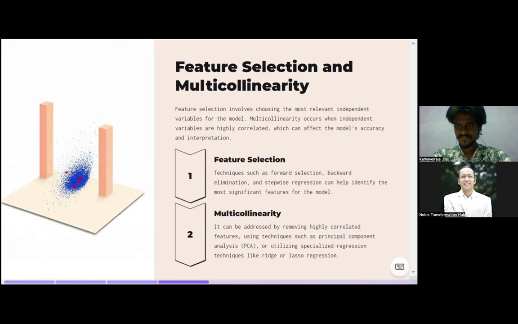That is very important. One is we choose the most relevant features for the independent variables for the model. But then there is another thing: if there are a lot of multiple correlations happening, we remove them with PCA or lasso and ridge, okay? That is it. This is what you have to remember: specific keywords and the relationship between them, okay?